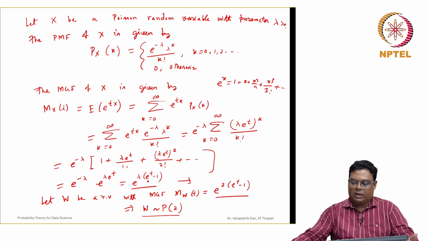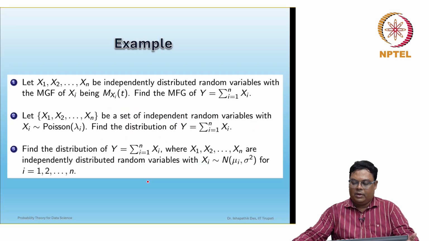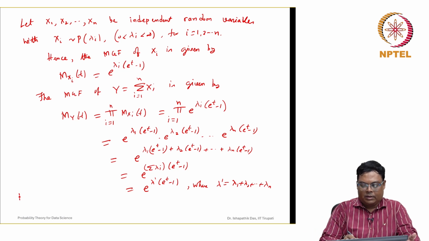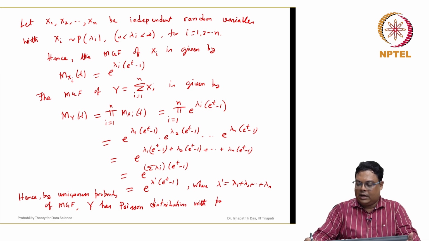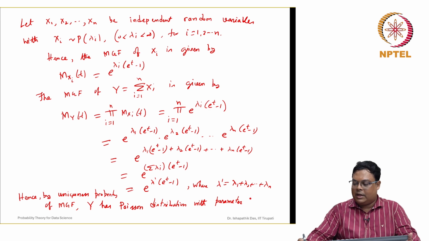Hence, by the uniqueness property of the moment generating function, Y has Poisson distribution with parameter lambda dash equal to the summation of lambda_i.